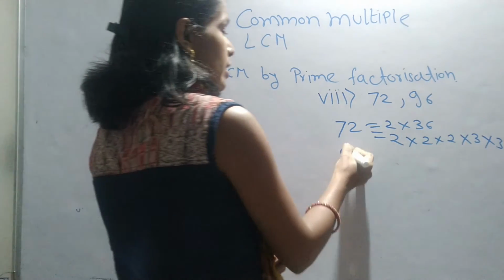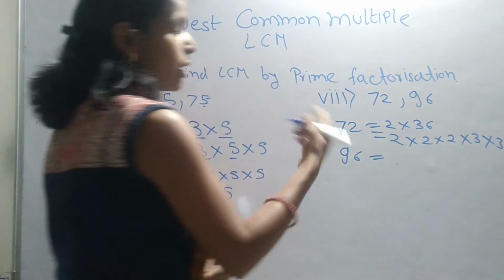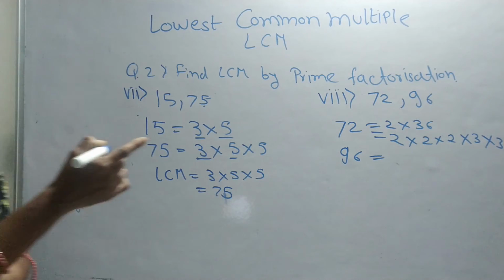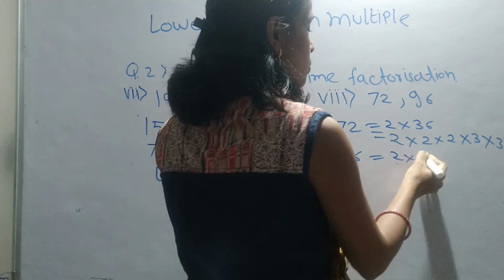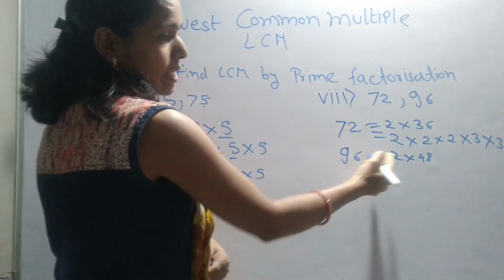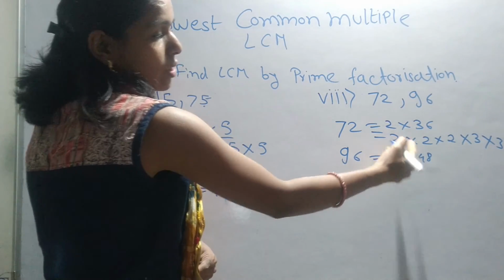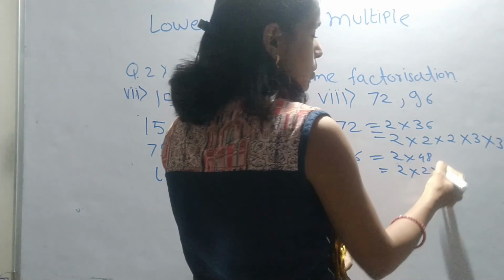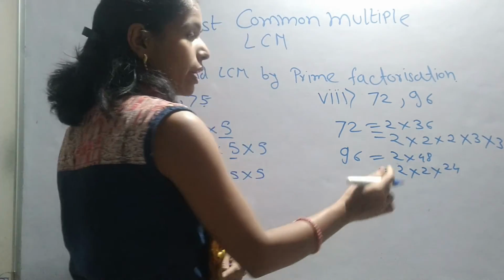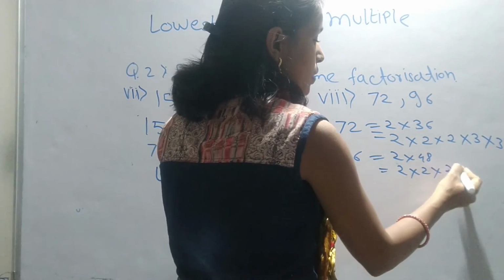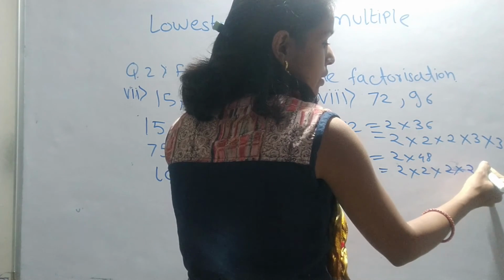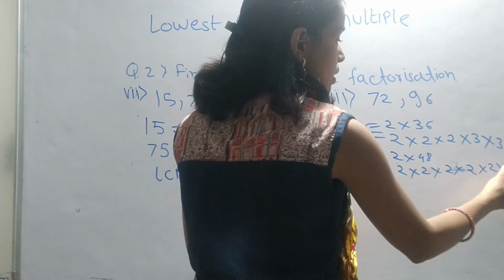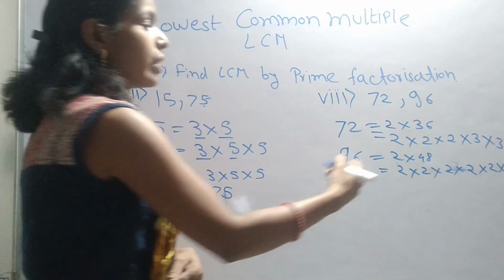Then 96. 96 has a factorization. We know that 48 2s are 96. 2 into 48. 2 8s are 16, carry 1, 2 4s are 8 plus 1, 9. Now 48 has a factorization 2 into 24. Then 24 has a factorization 2 into 12. 12 has a factorization 2 into 6 and 6 has a factorization 2 into 3. So this is the total factorization of 96.